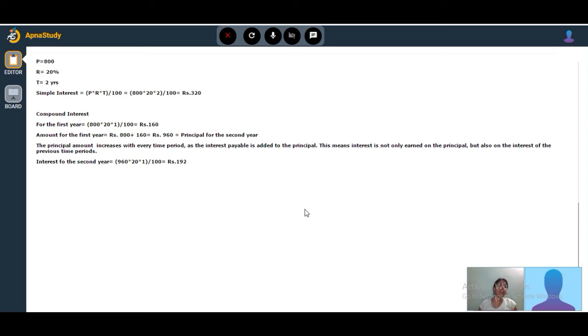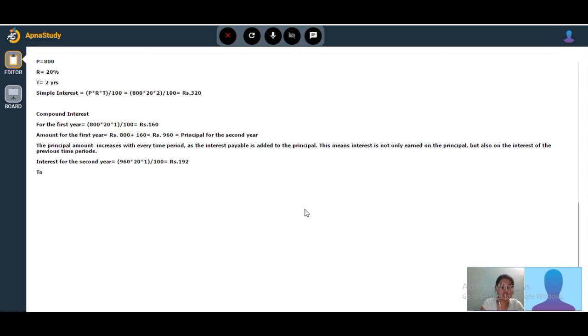If it would have been simple interest, then with the rate of interest 20% and the time 1 year, the interest would have been the same as for the first year. The second year interest and the first year interest would have been the same. It would have been 160. But over here, we can see the interest for the second year has increased and it has become 192. So here we can easily conclude that the interest for the commencing years is not only calculated on the basic principal, but also on the interest that has been fetched in the previous years.